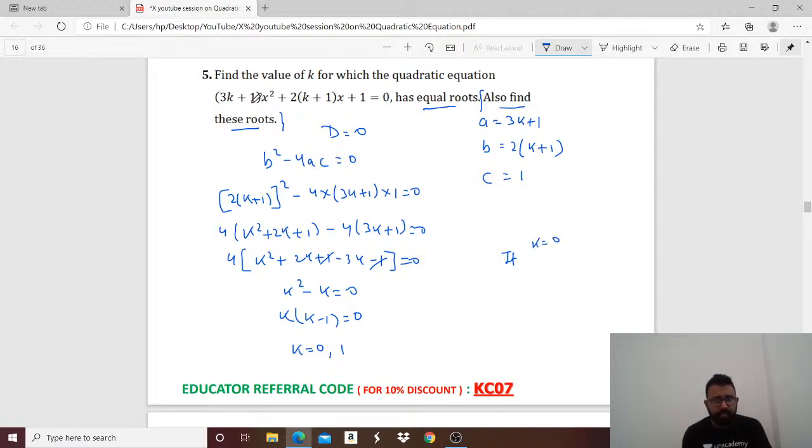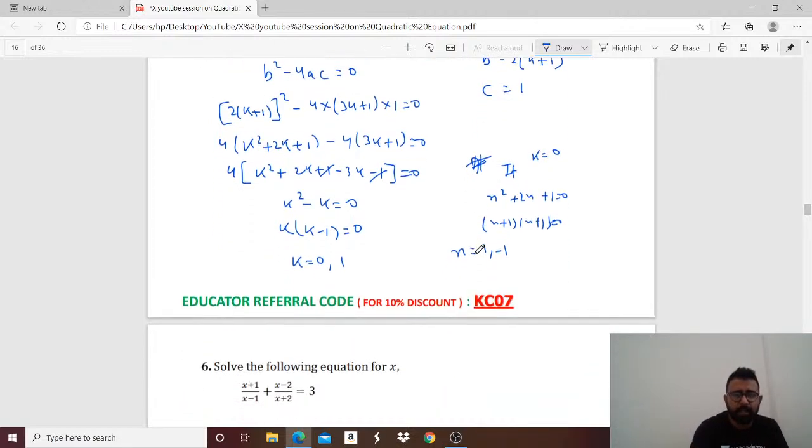When you put k equal to 0, the equation will be x square plus 2x plus 1 is equal to 0. So this is the quadratic equation, x plus 1 is equal to 0. In that case, x will be minus 1, right? But this will come when it's a 3 marker, not a 2 marker. For 2 markers, you will stop at equal roots only. Got it?